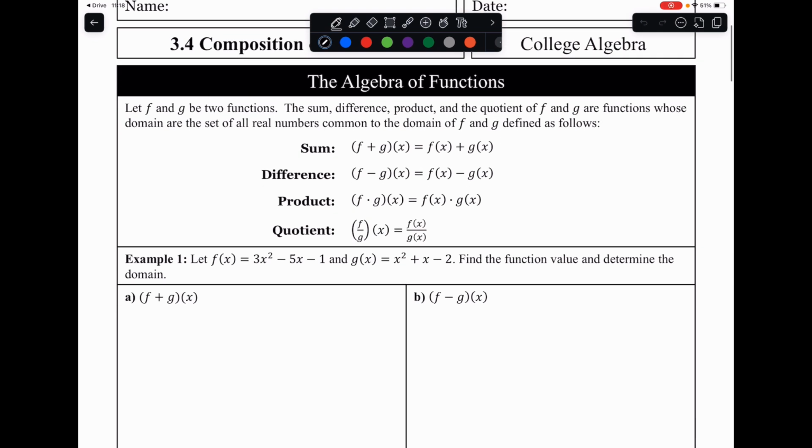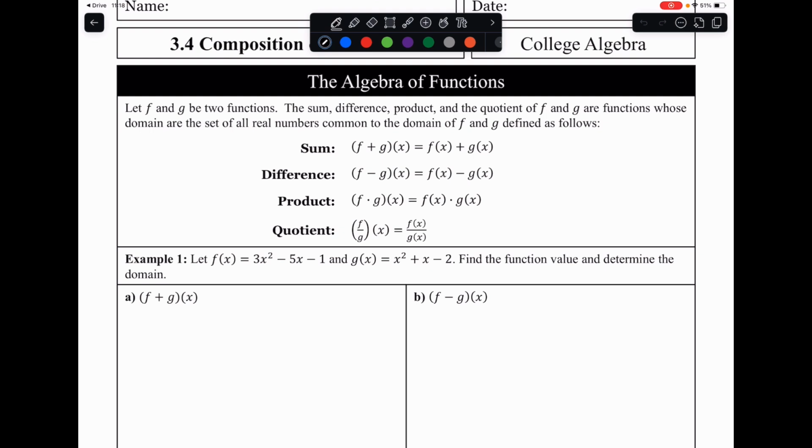Now, the algebra of functions dictates that if we're given two or more functions, the sum, difference, product, and quotient of these functions, whose domain is the set of real numbers common to the domain of each function, is defined by the following.